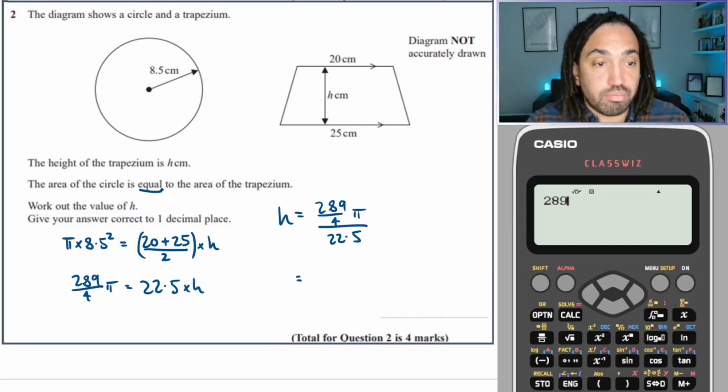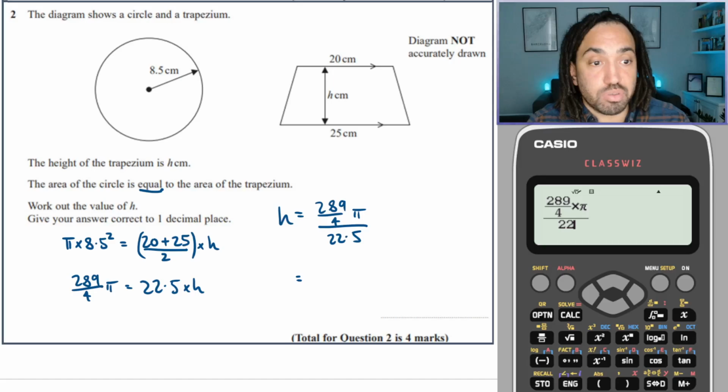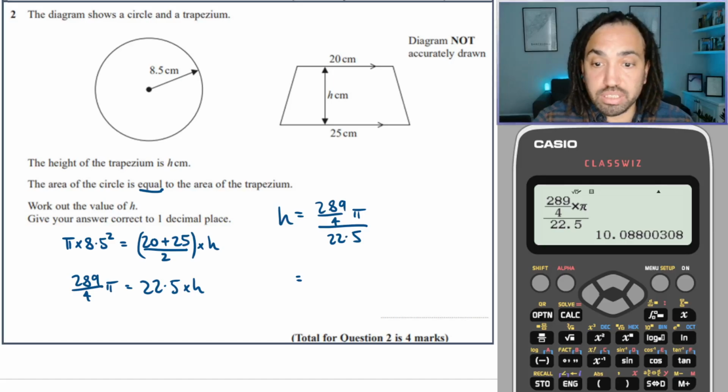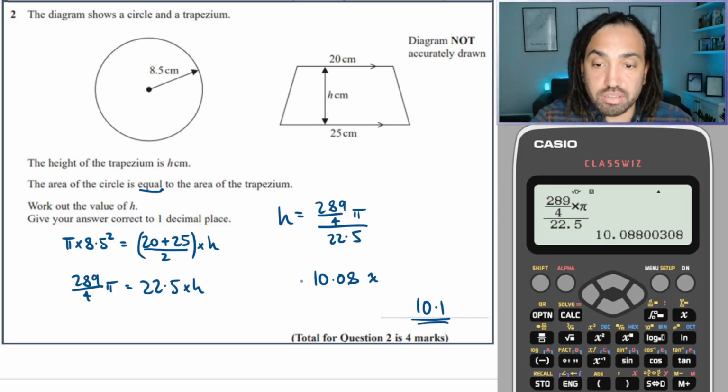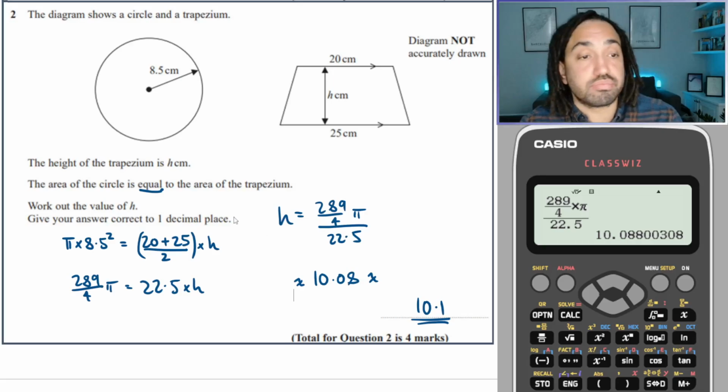So let's just put that back into our calculator. Times by pi. And then if ever you want to do it all over something and you've forgotten to press the button, you can press a bracket like that and then just get rid of it. So that's over 22.5. And that gives you 10.1, which is approximately 10.1. Okay, great. Again, that's a rounded value. Lovely.